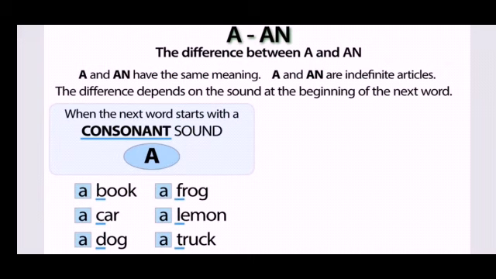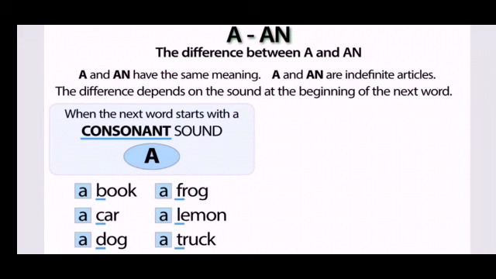Consonant, observe here: a book, a car, a dog, a frog, a lemon, a truck. Before the consonant sound, we use a. How do we know what are the consonants other than vowels? The remaining are consonants.